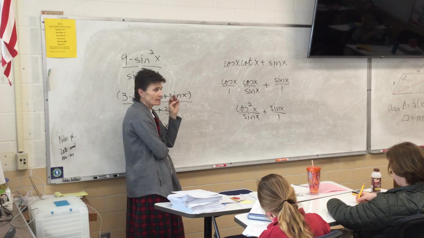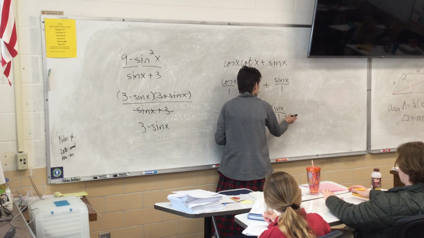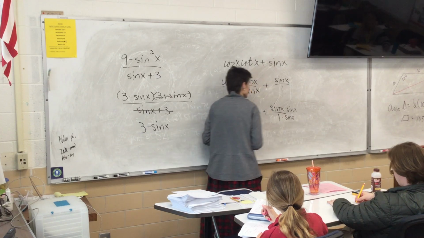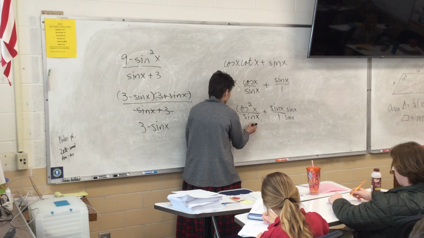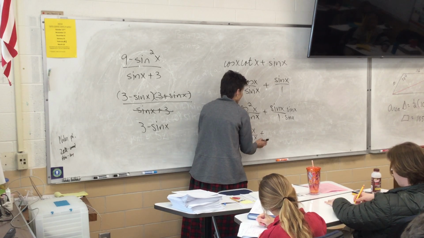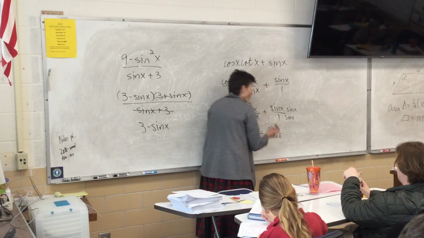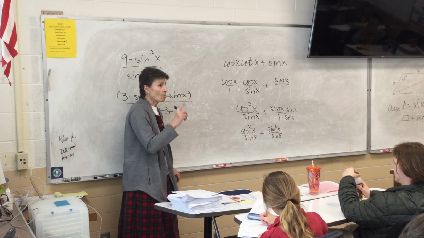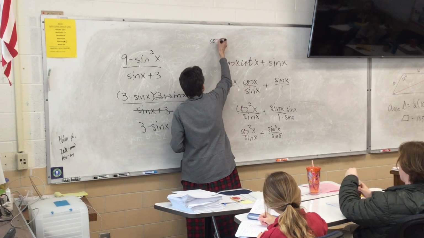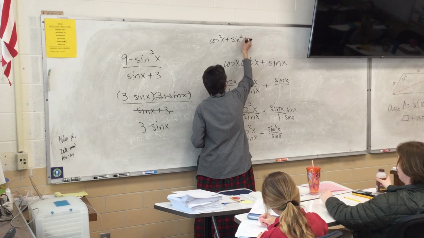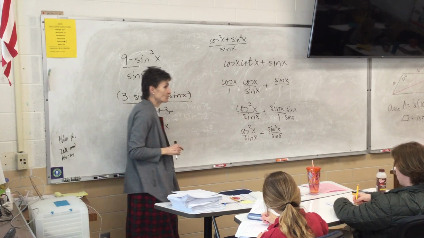How do I add fractions? That's right, I'm adding these two fractions. I get a common denominator. So this one's got to be times by sine. Right? So now I've got cosine squared over sine plus sine squared over sine. Now, why did I get a common denominator? So I could add them, right? So now I'm going to add them. So I've got cosine squared plus sine squared over sine. I have added them now. Put them together into one fraction.